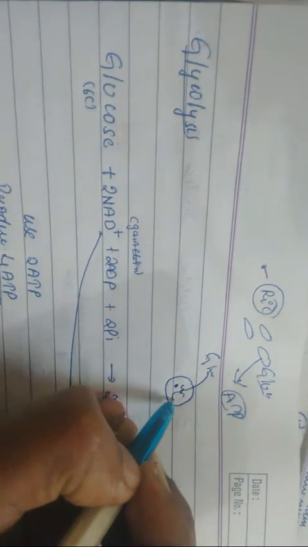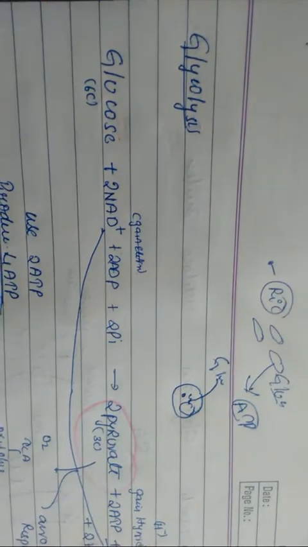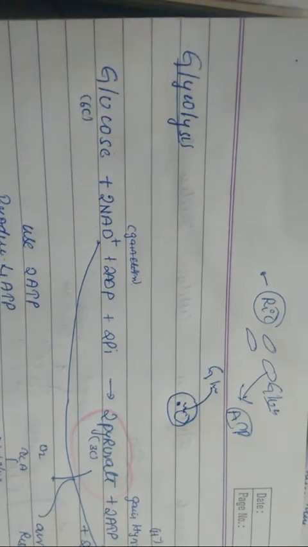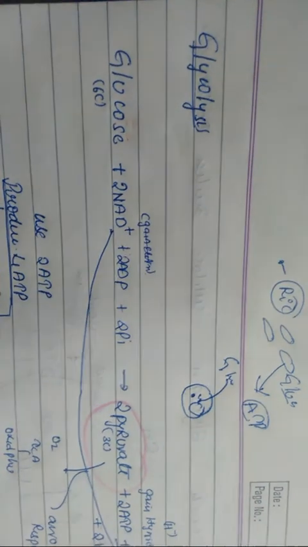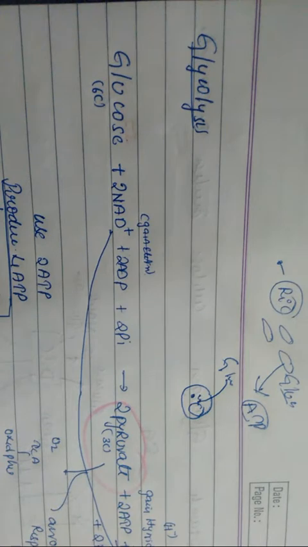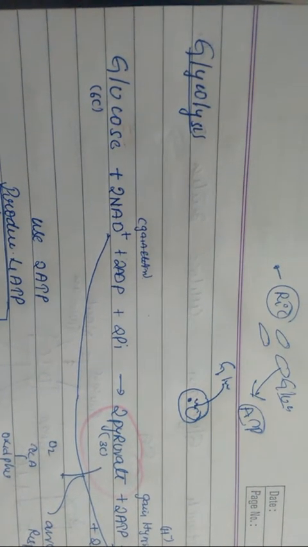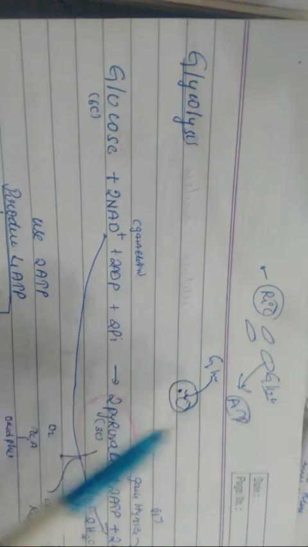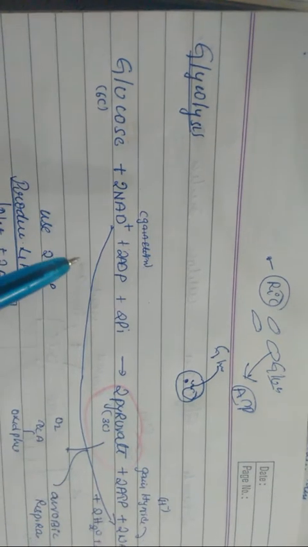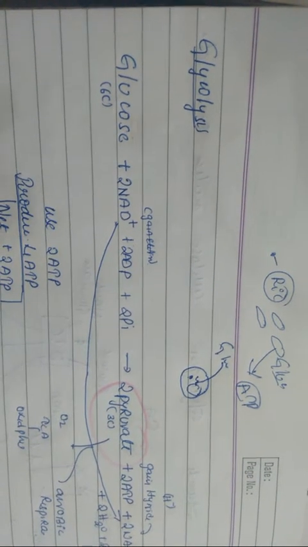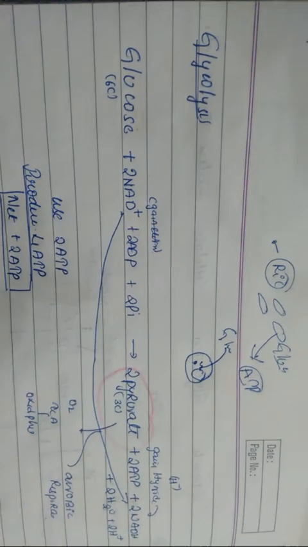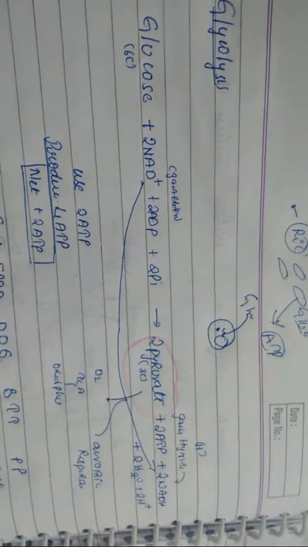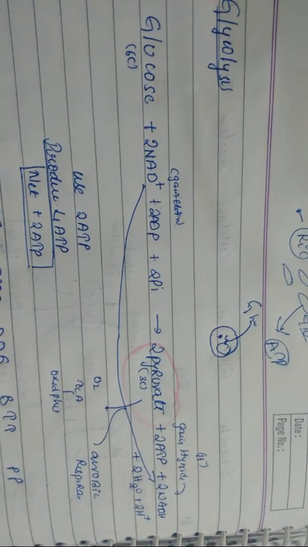Now let us understand that there is something going on with the glucose. We have to break that glucose. Once we start breaking this glucose, we are doing it for the ATP production. Let us see the final equation first. Glucose plus 2 NAD plus 2 ADP plus 2 Pi gives 2 pyruvate plus 2 ATP plus 2 NADH plus 2 H2O plus 2 H.